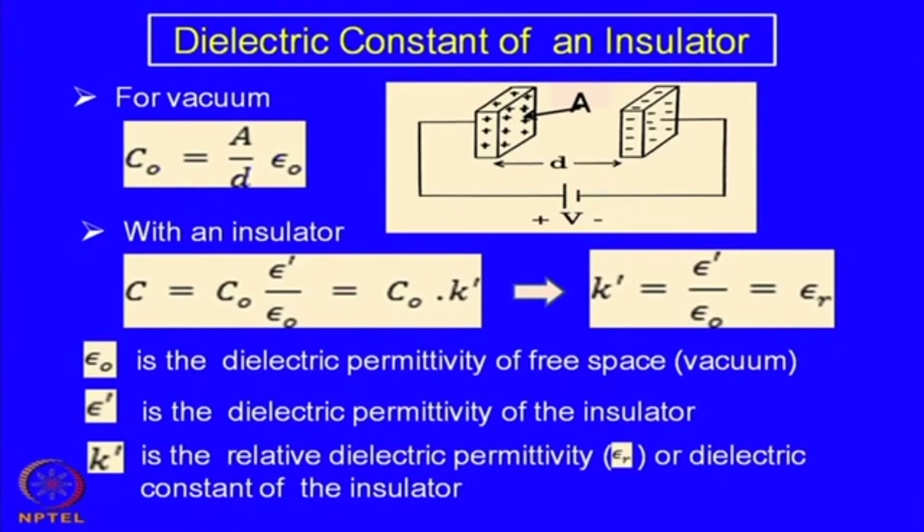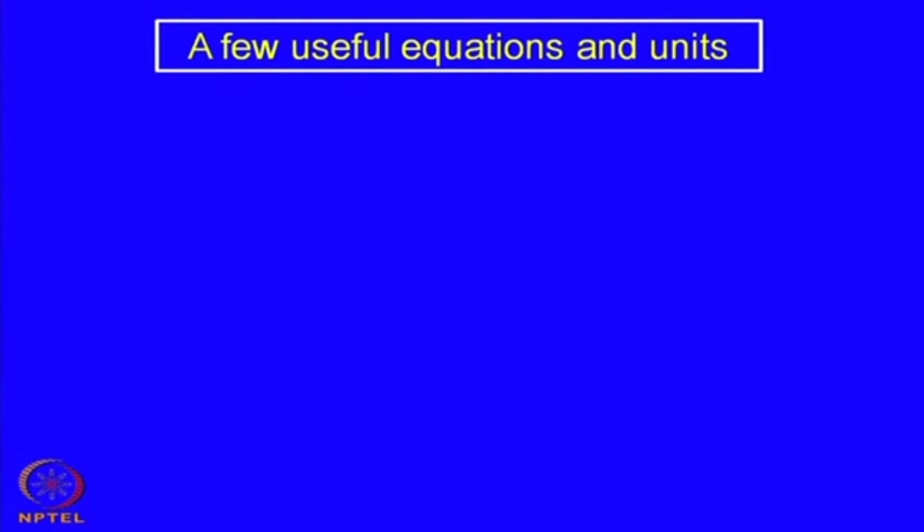These are just the definitions of the different parameters used here. Epsilon 0 is the dielectric permittivity of free space, vacuum. Epsilon prime is the dielectric permittivity of the insulator, and K prime is the relative permittivity, or the dielectric constant, of the insulator. So, it is also the same as epsilon r. K prime and epsilon r are actually the same quantity, used in different contexts.